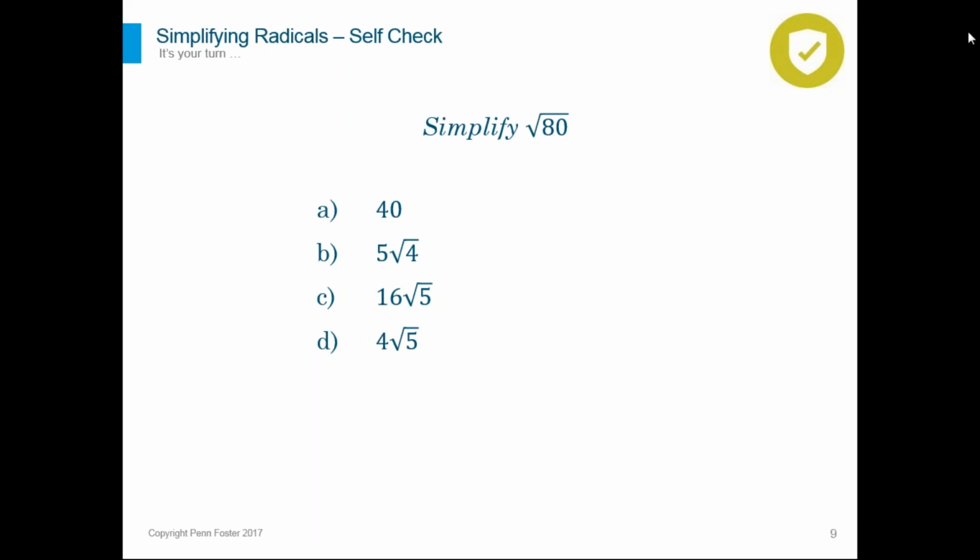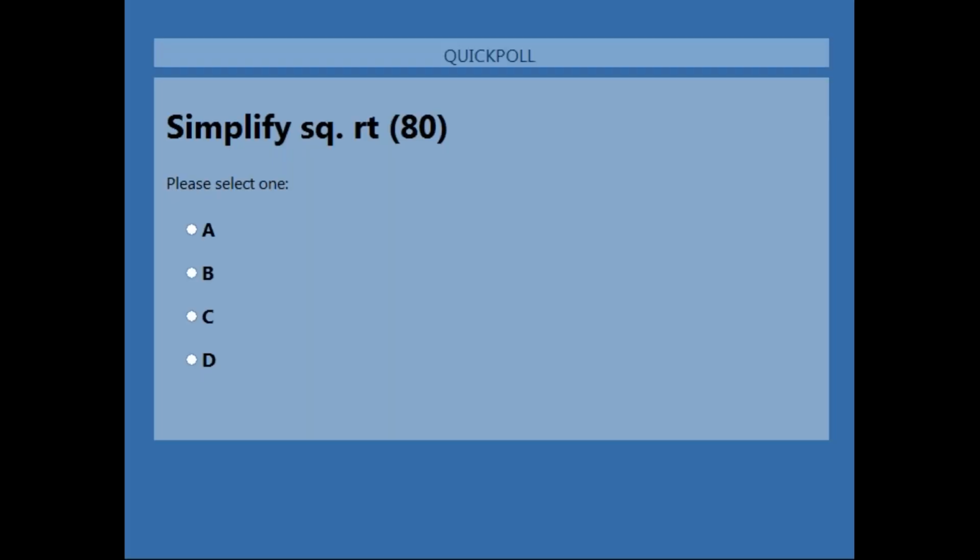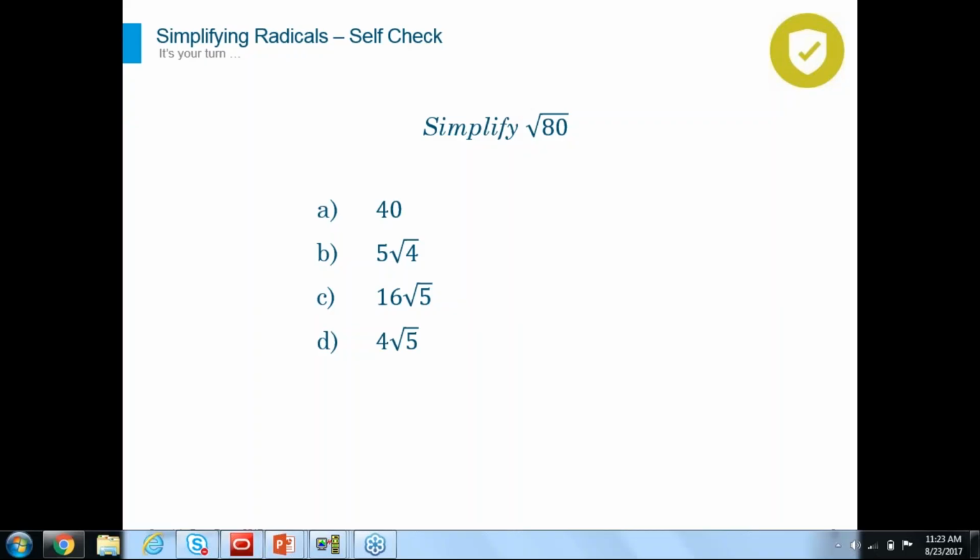Okay, I'm going to switch and give you the answer choices. Share your answers, please. Okay, and the final answer, the correct simplest form for the square root of 80, is D.